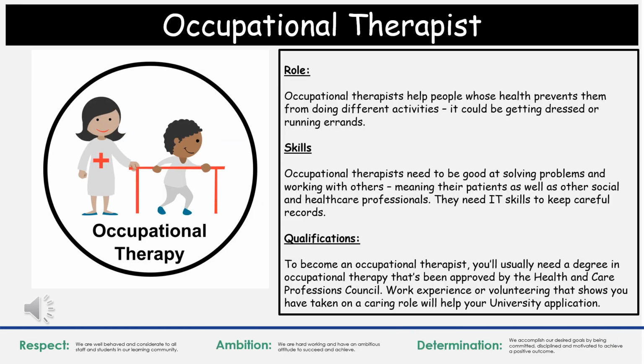So health and social care can lead to a variety of career paths. One of them, occupational therapist. An occupational therapist, also known as an OT, they help people whose health prevents them from doing different activities. So it could be getting dressed or running errands for them. Some of the skills include being good at solving problems, working with others, and having good IT skills to keep careful records and looking at sensitive information.